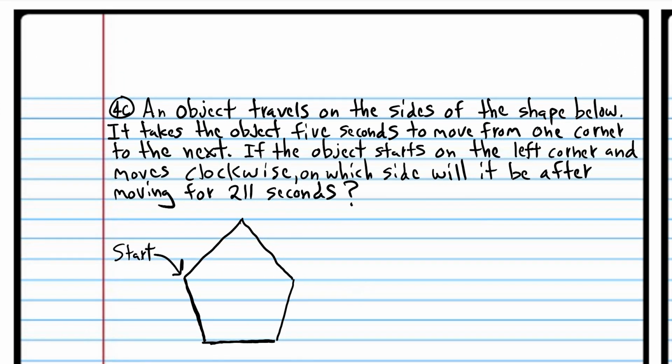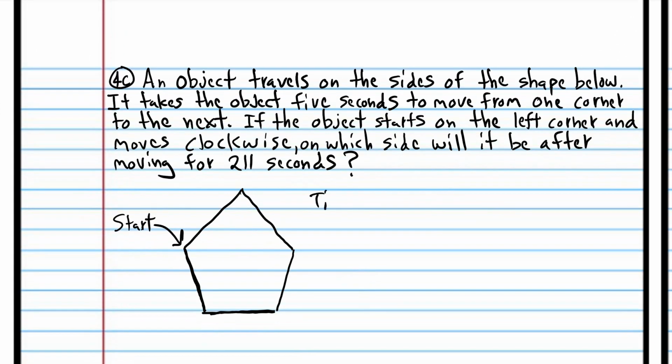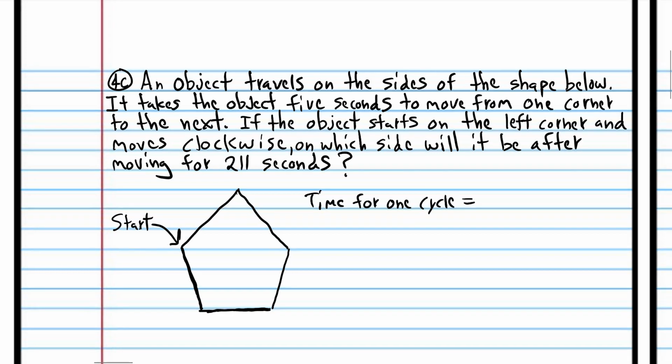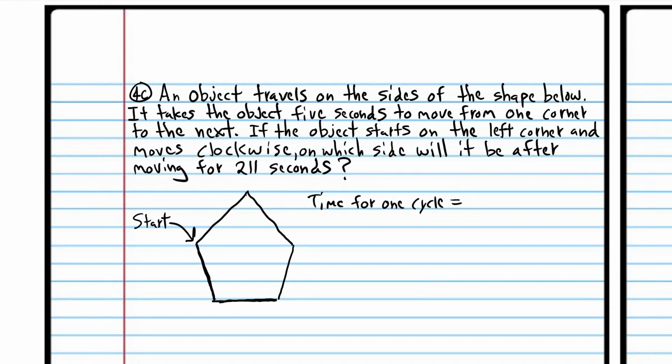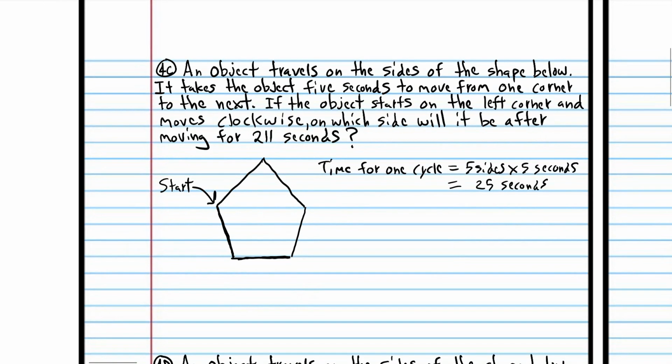All right, we're back. So the first thing to do is find the time for one cycle, which is 5 seconds, and there's 1, 2, 3, 4, 5 sides. So 5 sides, just like the previous problem, there were 5 sides, times 5 seconds, which is a total of 25 seconds for one cycle. All right, so we want to see how many times 25 goes into 211.